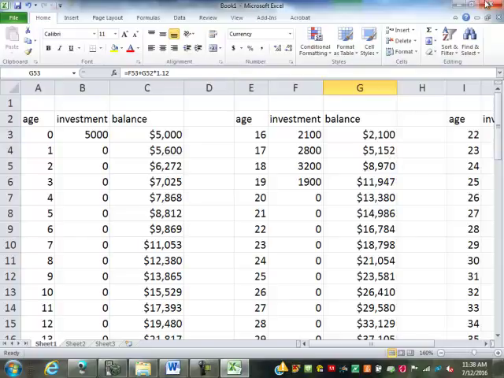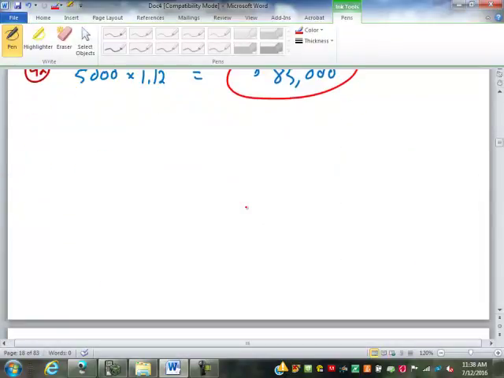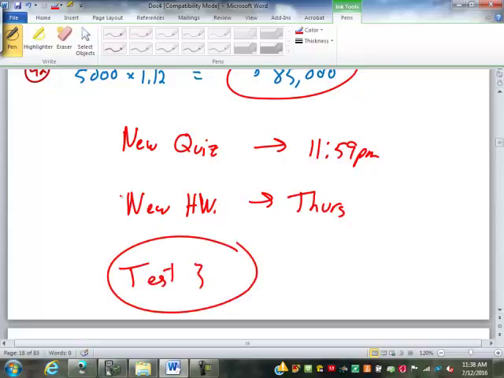I've rambled on long enough today. There is a new quiz for you to do that is due tonight at 11:59 p.m. And there is a new homework that is due Thursday. And of course, on Thursday is test 3. Once again, we'll take about the first 2 hours to do the test, and we'll have about a 40-minute lecture after the test. That's going to be on this for everything.